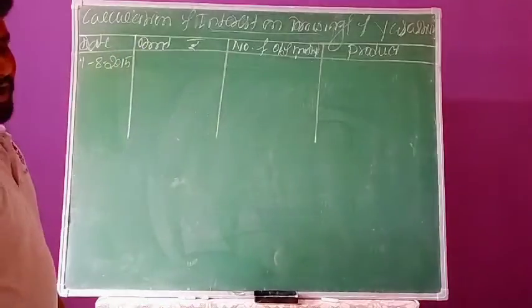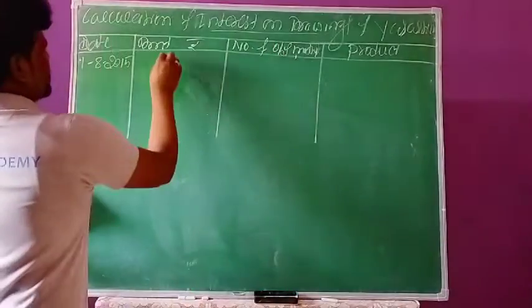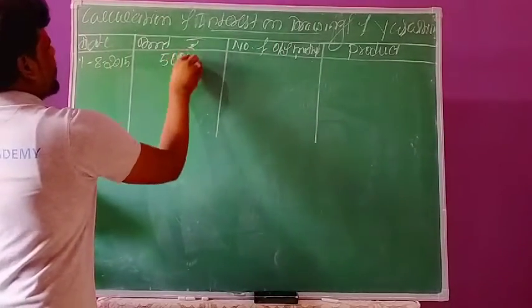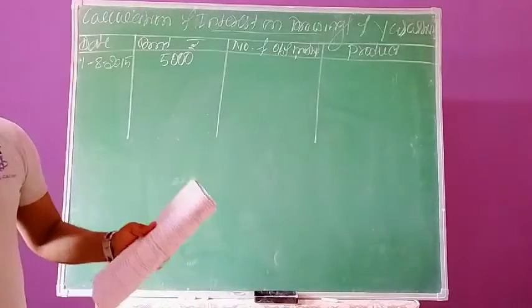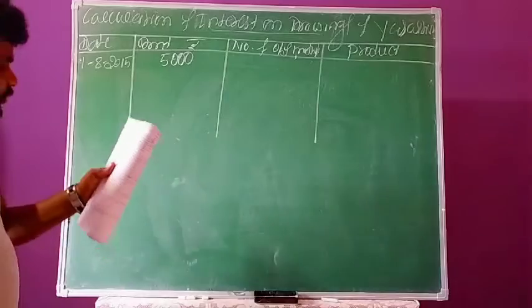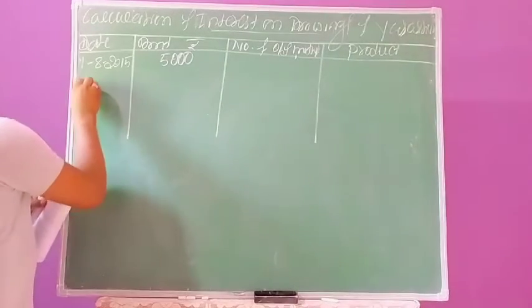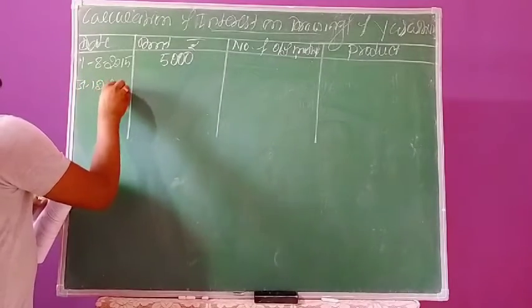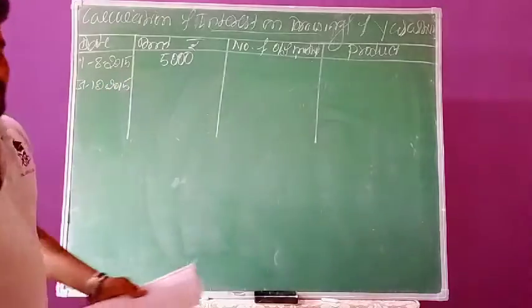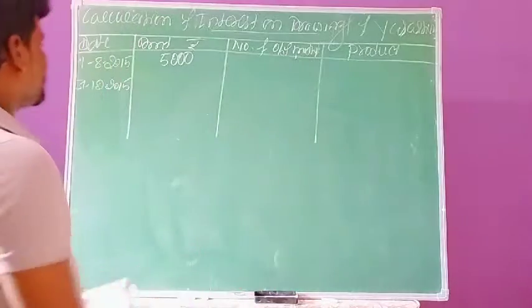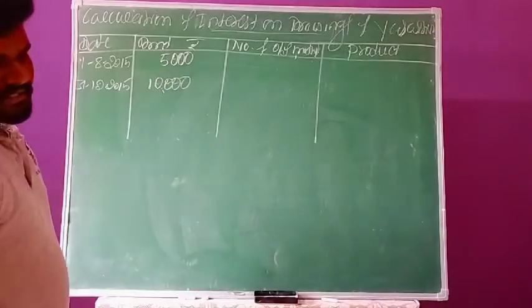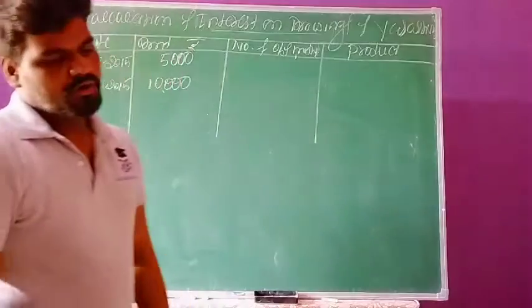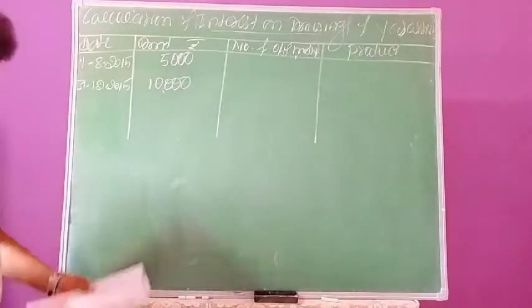On 1/8/2015, the amount they are withdrawing is 5,000 rupees. You have to record that in the amount column. Similarly, on the next date, 31/12/2015, 31st December 2015, they withdrew rupees 10,000. This is the second amount of drawings withdrawn by the partners.